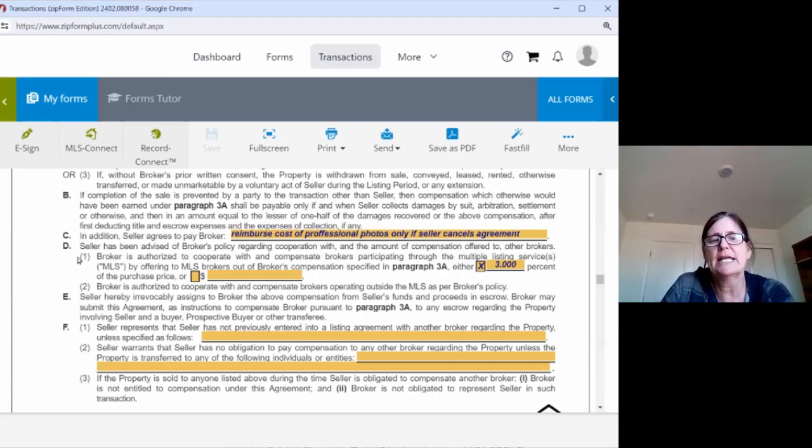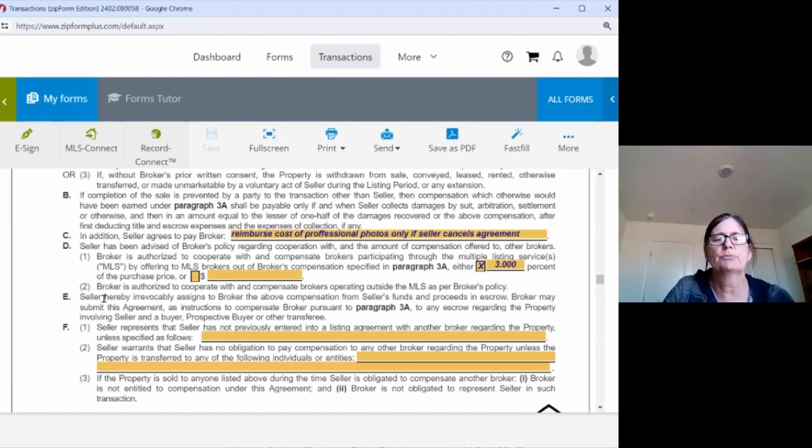And then number D is where we tell the seller how much of that 6% we're going to give to the buyer's agent, or the buyer's broker. And so I like to do half. And so here I'm telling them that I'm going to do 3% to the buyer's broker.